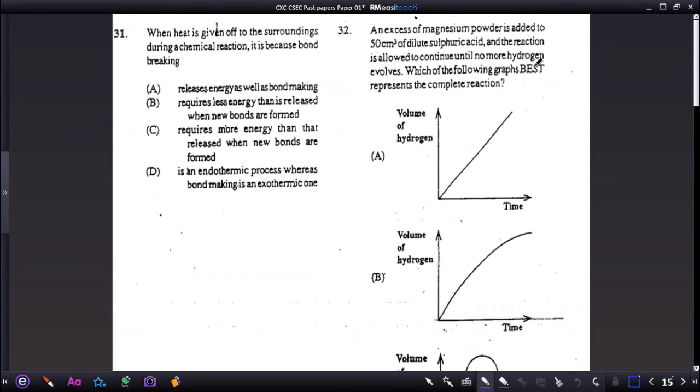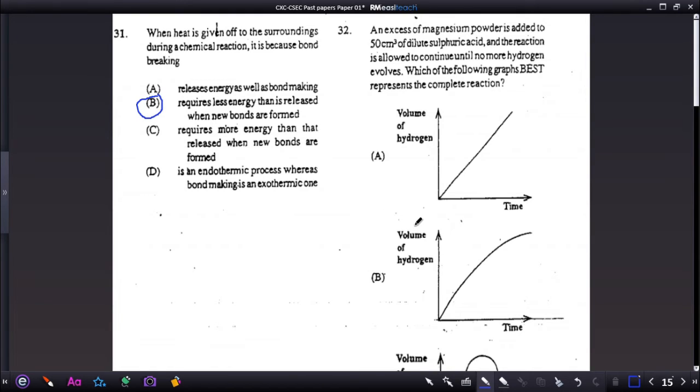Question 31. When heat is given off to the surroundings during a chemical reaction, it is because bond breaking releases energy as well as bond making requires less energy than is released when new bonds are formed. That's not true. Another option: bond breaking requires more energy than that released when new bonds are formed, or is an endothermic process where bond making is an exothermic one. So the answer for that is B.